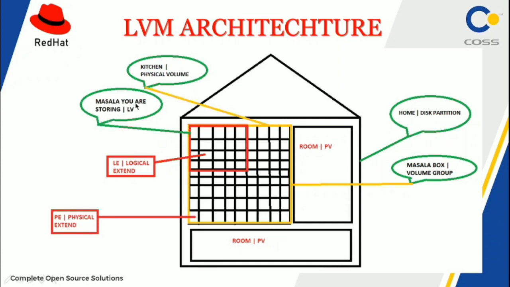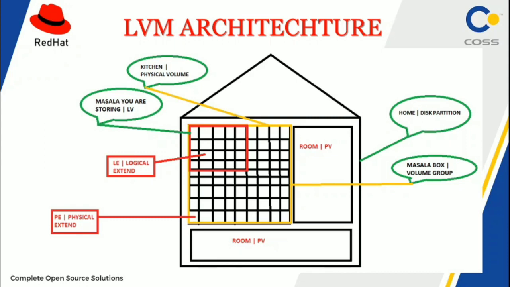The masala you are storing means the data. We are going to store our data inside this logical volume, that is LE. So one small piece of chunk will be called a logical extent. When it was on the physical layer or volume group layer, it was called a physical extent, but now it will be called a logical extent. But it is the same thing, they are mapped. Physical extent and logical extent are mapped here. So that is the strategy.